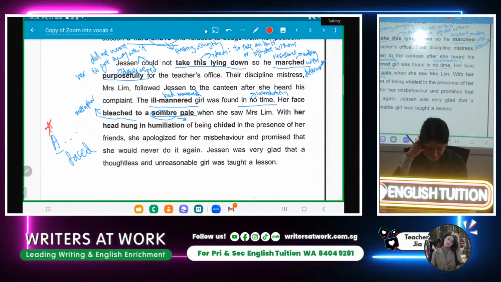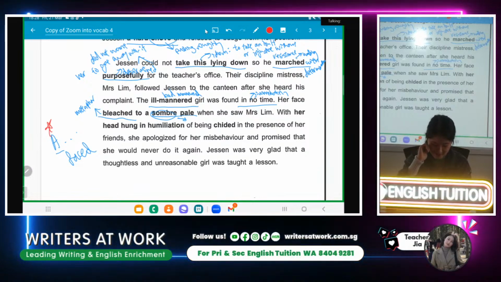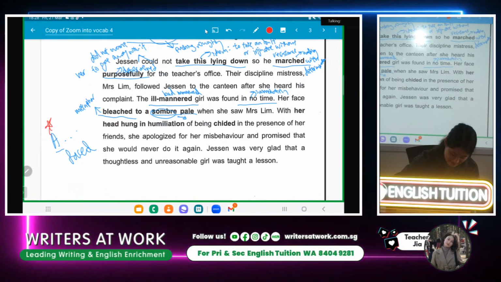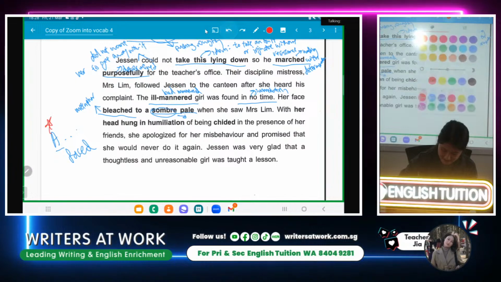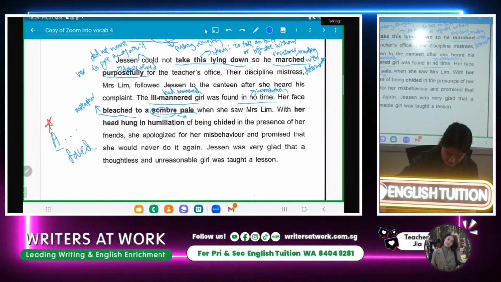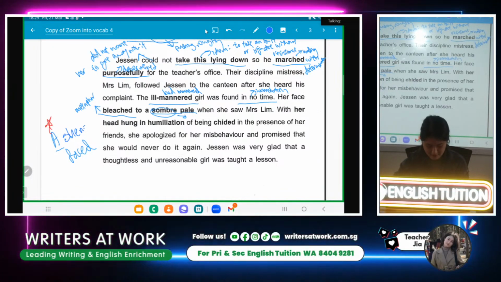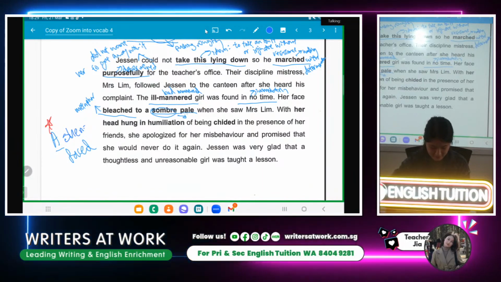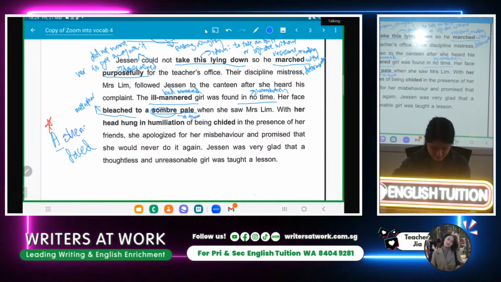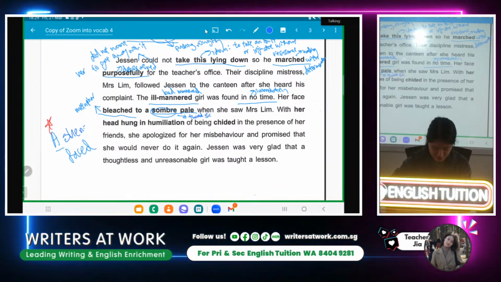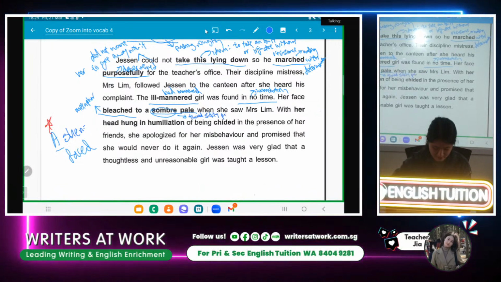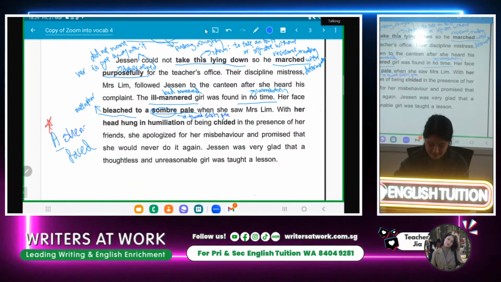All right. Okay, let's begin again. Since no one is guessing, I'm gonna tell you guys the answer. The answer is ashen-faced. Okay, so she turned pale. So you can say that she turned sickly pale as well. You can also use this phrase. Her face bleached to a sickly pale when she saw Mrs. Lim, for her head hung in humiliation.